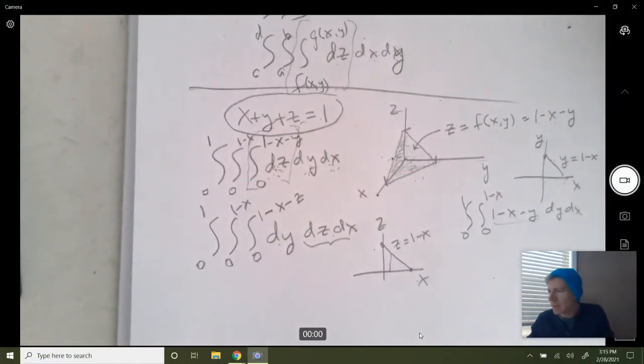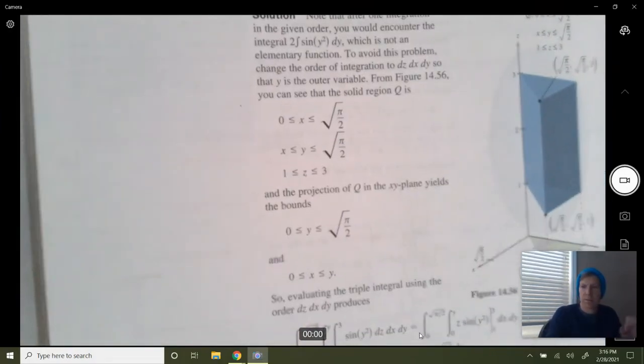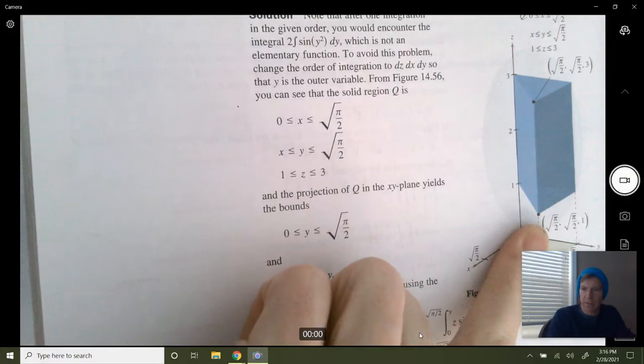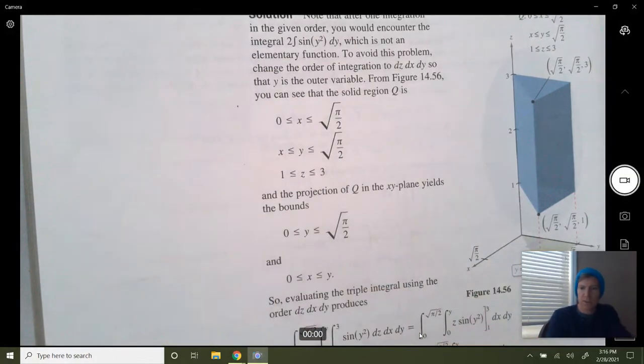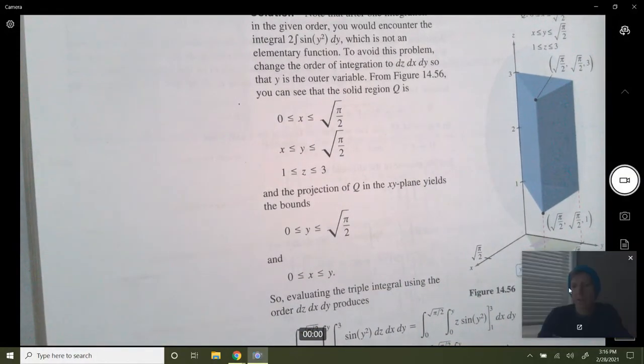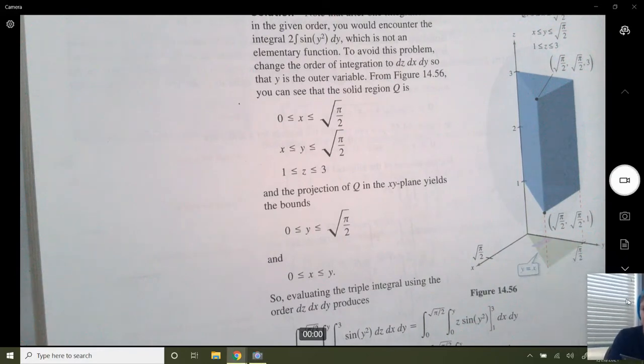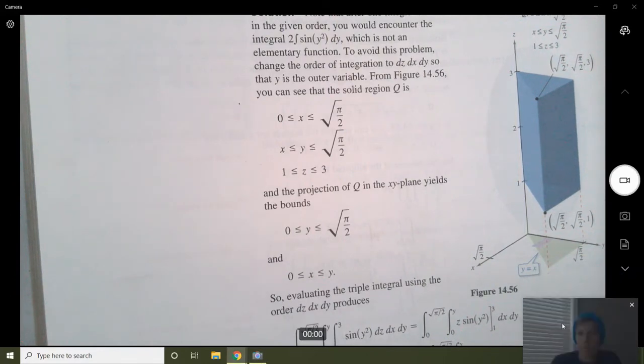Now I'm going to look at example 2 from our book, which is changing the order of integration. Now number 2 from your textbook looks like this. You've got this solid right here, which is kind of convenient because this thing is a rectangular prism. It lends itself to doing the z's first. You don't have to do the z's first, though. I'm going to show you doing the z's first, and then maybe doing the x's first.